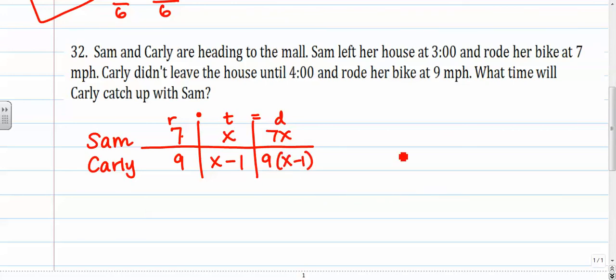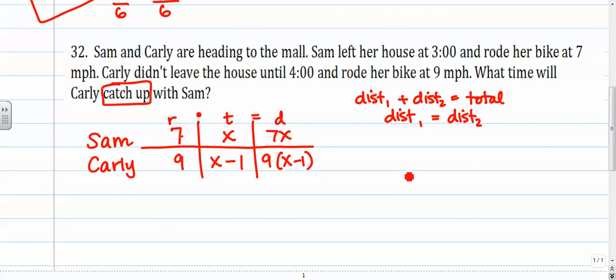Multiply those together. Now when you're doing a rate time distance problem, you really only have two options. Either we've got a first distance plus a second distance to equal a total. Okay, so that would be something like one person's going north, one person's going south. How long is it going to take till they're 200 miles apart? We have a total, so I would add their distances. Or we have a situation in which the two distances are the same. And that would be more of this situation. I know Carly and Sam are going to be in the same place because Carly is catching up. So I'm going to set their distances equal to create my equation.